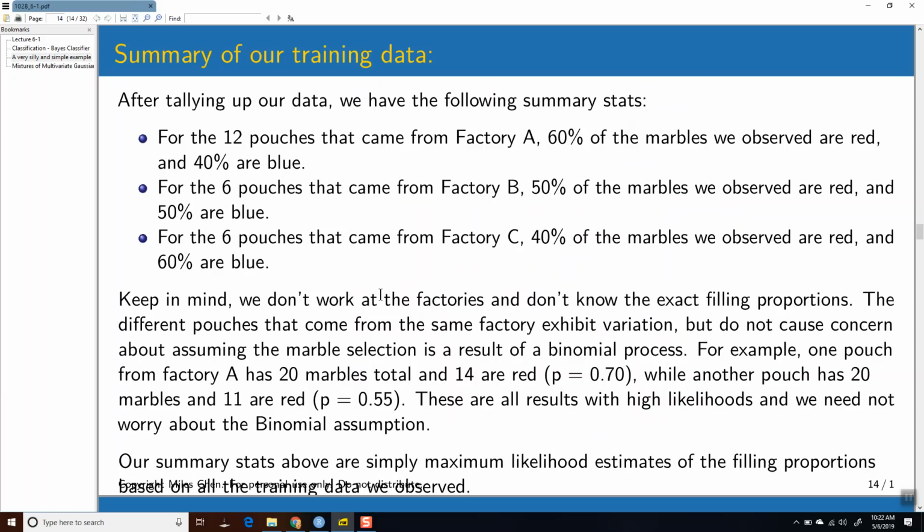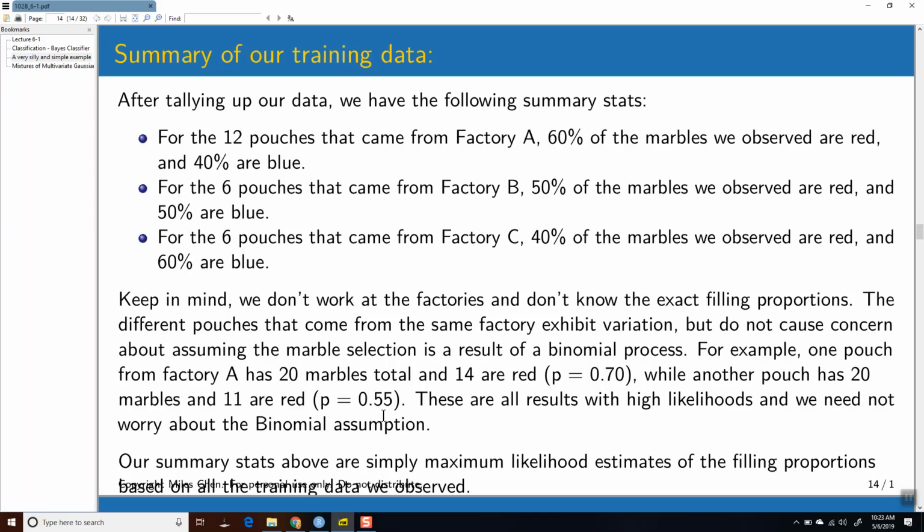There's a few things to keep in mind. We don't work at the factory, so we don't know the exact filling proportions, what proportion exactly is red and blue. And the pouches themselves exhibit variation, but it's not enough to cause us concern about our assumption that it's a Bernoulli or binomial process. For example, one pouch from factory A had 14 red, a proportion of 70%, while another had 11 red, 55%. This is just part of the natural variation of a Bernoulli process where the true proportion is 60% red.